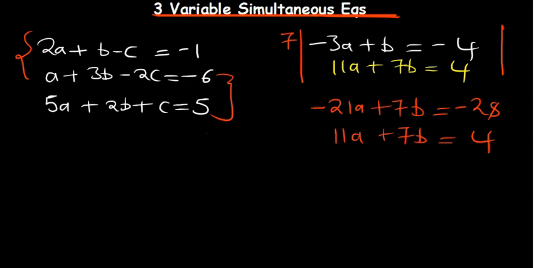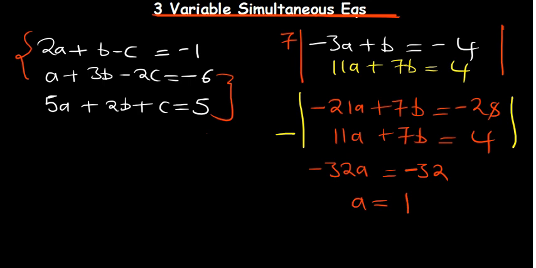Okay, so since these are of the same signs, I would have to subtract instead of adding. So negative 21a minus 11a gives me negative 32a. Yeah, 7b minus 7b is 0, negative 28 minus 4 is minus 32. So our a becomes 1. Okay, so we found the value of a.